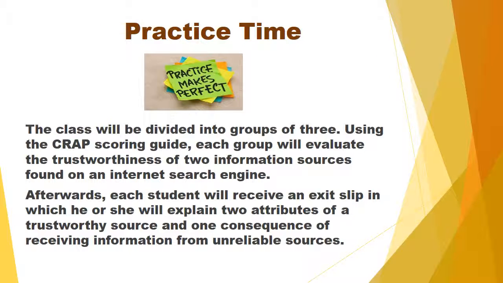After I've modeled how to use the CRAP scoring guide, the class will be divided into groups of 3 students each. Using the CRAP scoring guide, each group will evaluate the trustworthiness of 2 information sources that they select using an internet search engine. Afterwards, each student will receive an exit slip in which he or she will explain 2 attributes of a trustworthy source and 1 consequence of receiving information from unreliable sources.